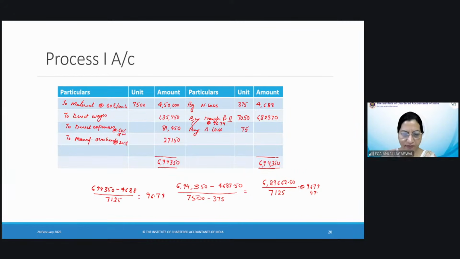And then 75 into 96.79 is 7259.25. So again rounded off. Now just see 4688 plus 682,370 plus 7259 is 694,317. Okay, it was, I think, 80.